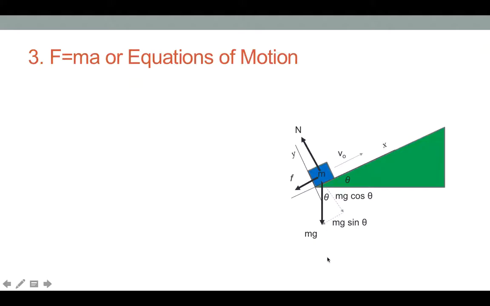With that having been done, we need to write down F equals ma for the block. What I want you to do is take a stab at doing that, and then we'll go over it.